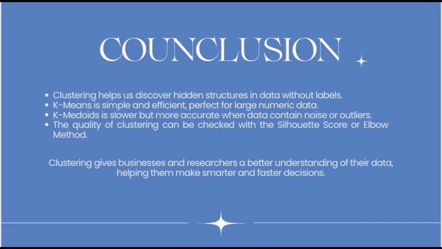In conclusion, clustering helps us discover hidden structure in the data without labels. The K-means clustering method is simple and efficient. It's perfect for large numerical data. The K-medoids method is slower but more accurate when data contain noise or outliers. The quality of clustering can be checked with the silhouette score or the elbow method. Clustering gives businesses and researchers a better understanding of the data, helping them make smarter and faster decisions.